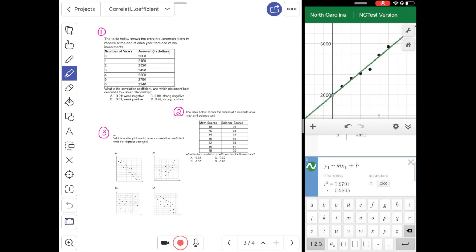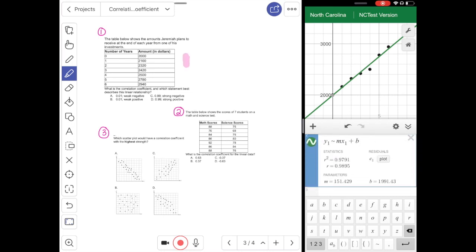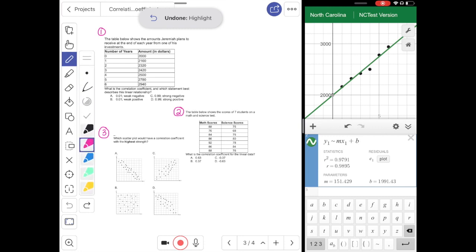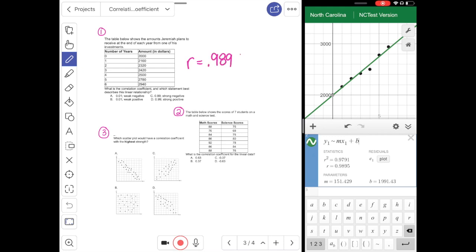Now, the reason I used an x1 and a y1 is because that's what it was labeled in the table. So I'm going to be looking at that R value. And that R value that we are getting, that correlation coefficient, is R equals 0.9895. And that tells me a couple of things.